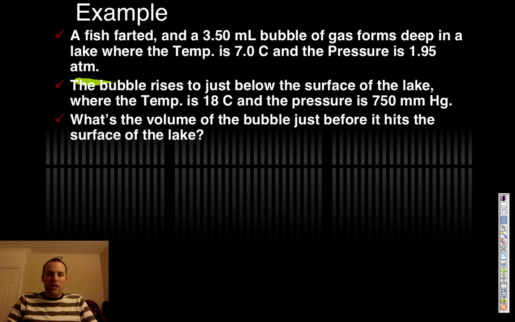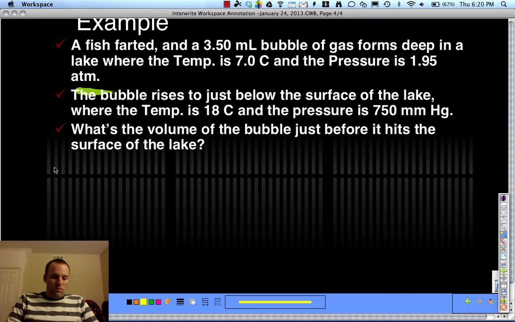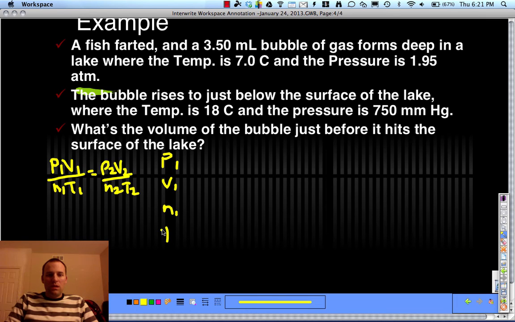So we have changes going on here. We're not going to use PV = nRT. There's more than one of different types of measurements. So there's more than one temperature, there's more than one pressure. So we need to keep track of that when we use our formula. So we're going to use the combined gas law again: P1 V1 over N1 T1 equals P2 V2 over N2 T2. Okay, let's make our list: P1 V1 N1 T1, P2 V2 N2 T2.